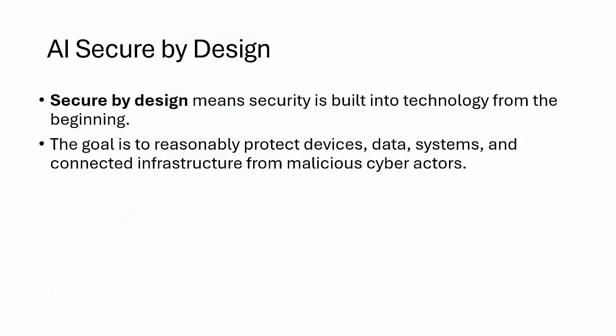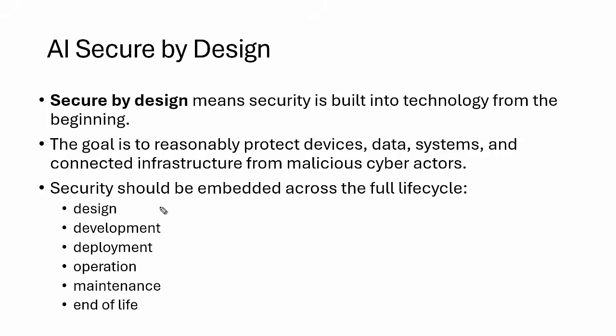That's why there is one concept called AI secure by design. Because if you introduce security at a later stage, it will be more expensive. So secure by design means security is built into the technology from the beginning. And the goal is very simple: when you're building an AI system, protect the devices, data, and system from unauthorized access. So the question is, how can I introduce security in the design stage?